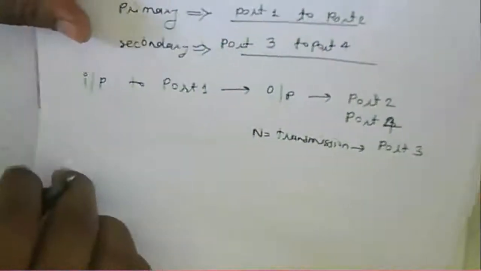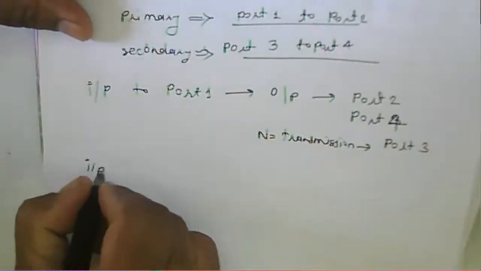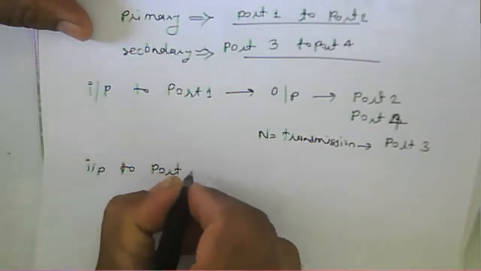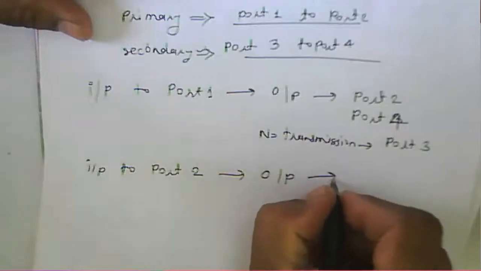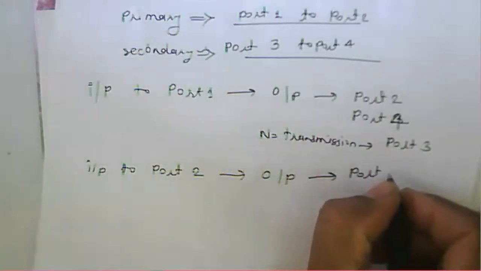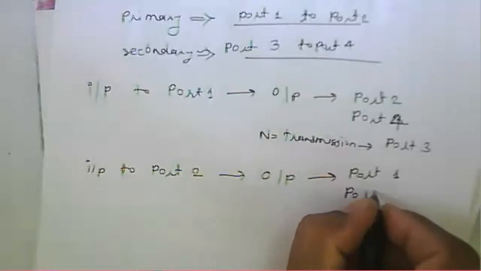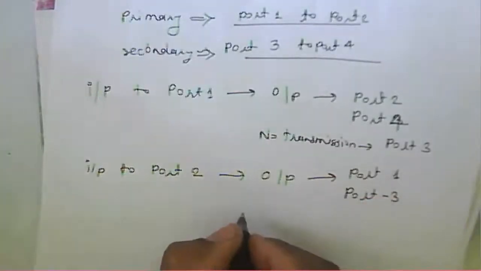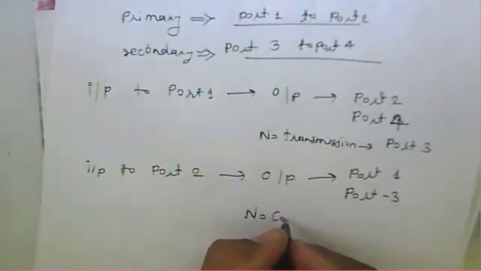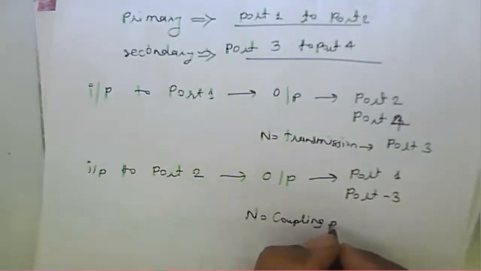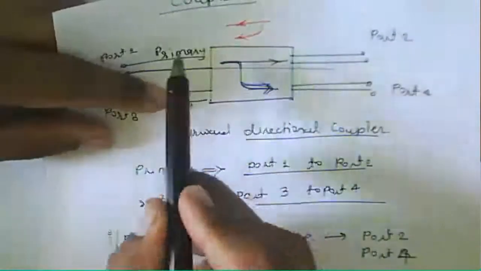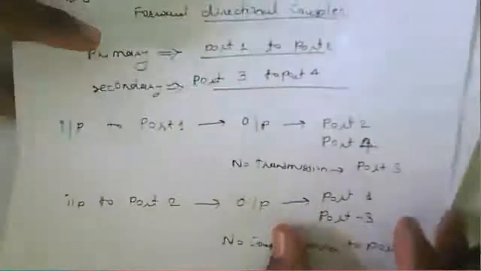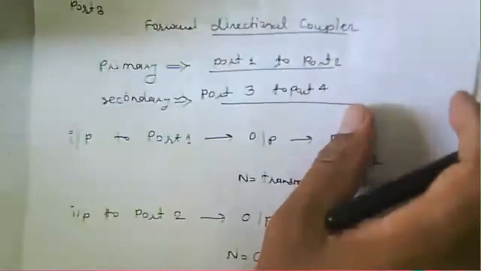Now, the second condition: if we provide the input to port 2, what happens? Output is available at port 1 and port 3. No transmission or coupling of power to port 4, because it is a forward directional coupler. That's why there is no coupling of power from one port to the other port here.